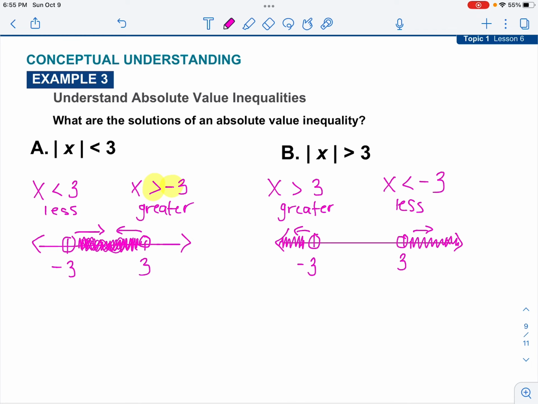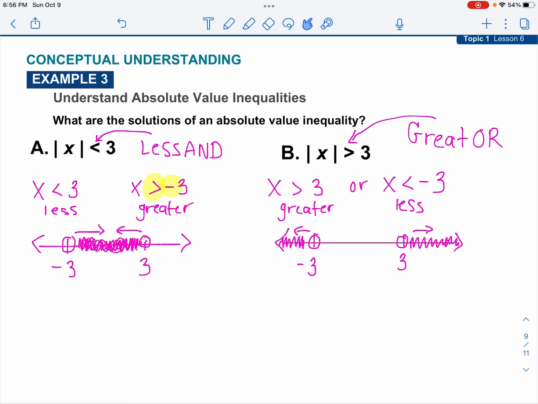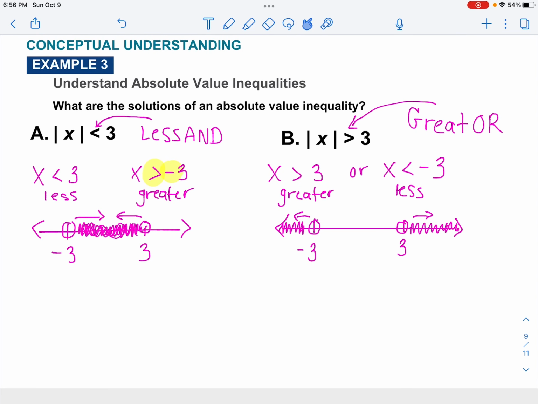So here we have shading, and here we have shading. So notice, when we start with greater, you think great or, it's an or problem. If you notice when we start with our less, you think less and. We have an and graph here and an or graph here. So when in doubt, just graph what you see.